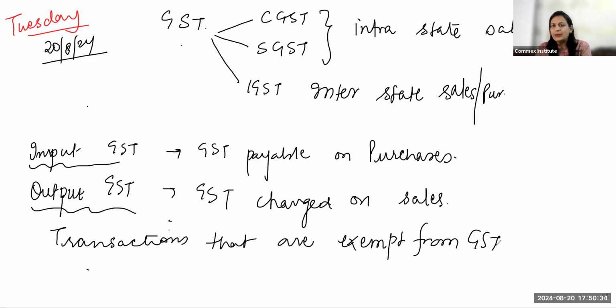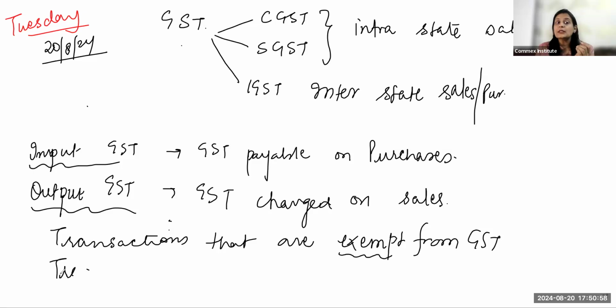Here we won't be charging GST, like on salaries payable to the employees and wages payable to your workers, the laborers. Then when we pay or receive interest, it is exempt from GST. Electricity and water bill is exempt from GST. So you have to remember those transactions which are exempt from GST.